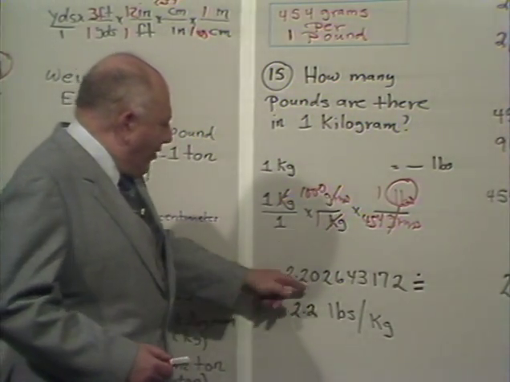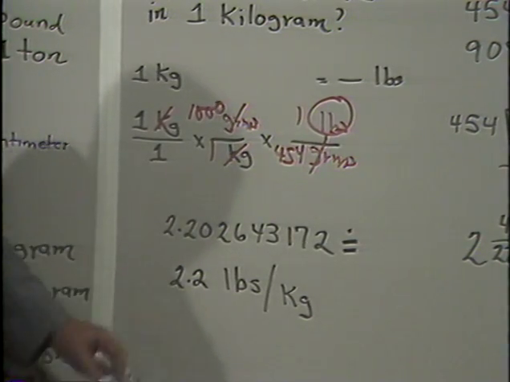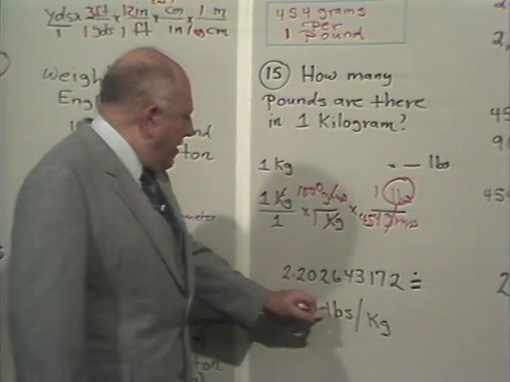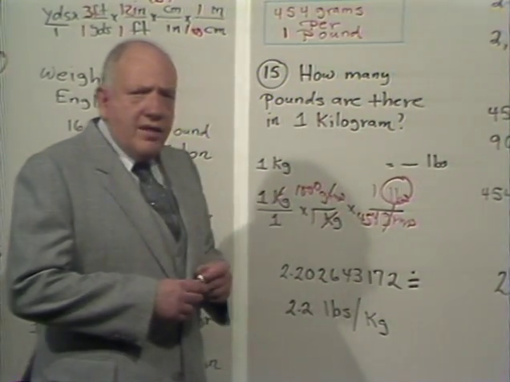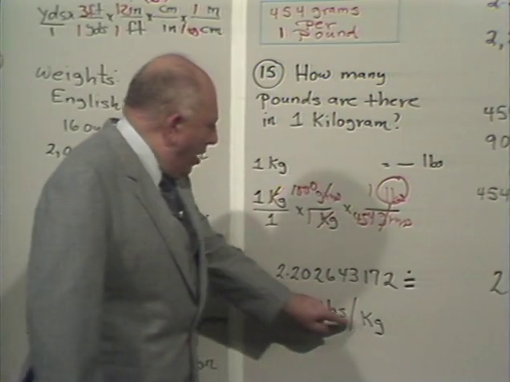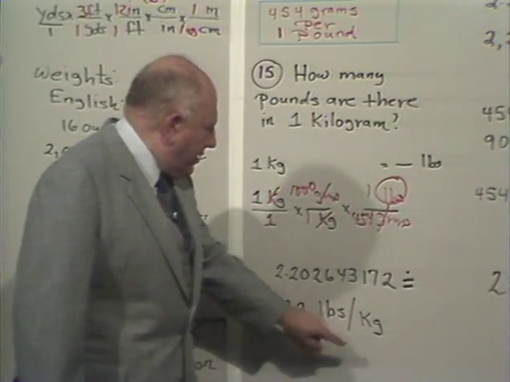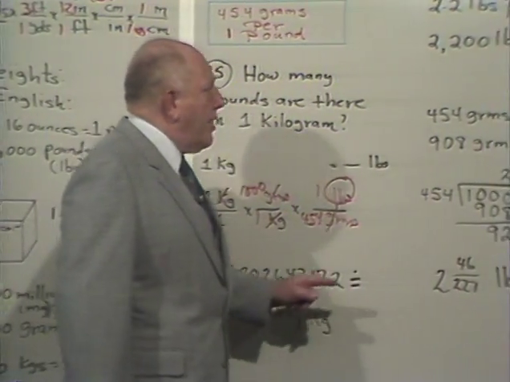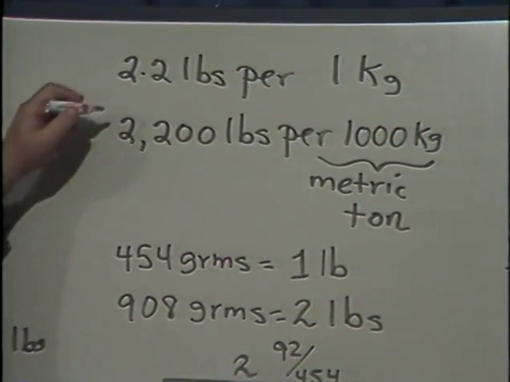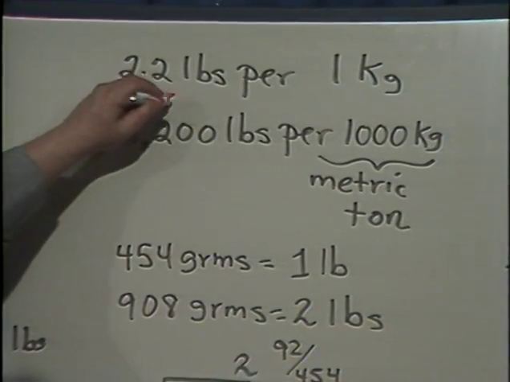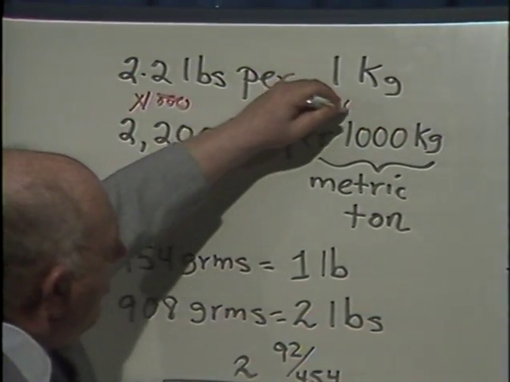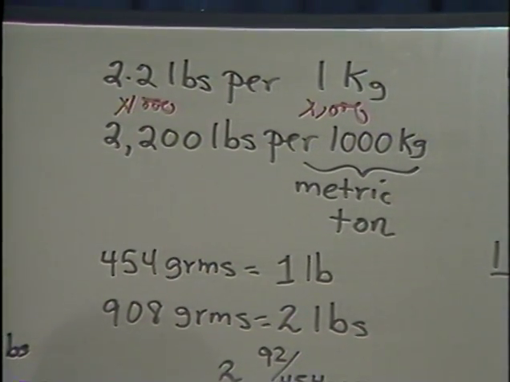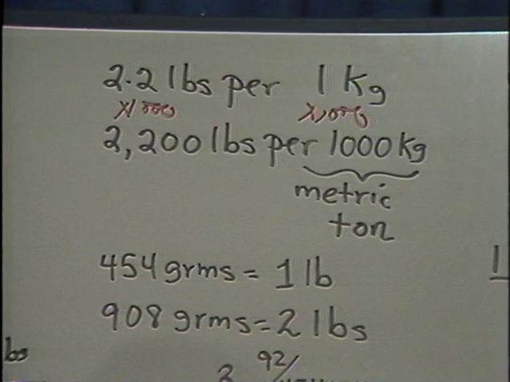2.202643172, which rounded off the way this thing looks, is roughly 2.2 pounds per kilogram. And the reason I bring this up is a metric ton is 1,000 kilograms. So if I multiply both sides of this rate by 1,000, that shouldn't change anything. The rate should stay the same. So multiplying both sides by 1,000, that means what? Move the decimal point 3 places. This says 2,200 pounds. 2,200 pounds is a metric ton.